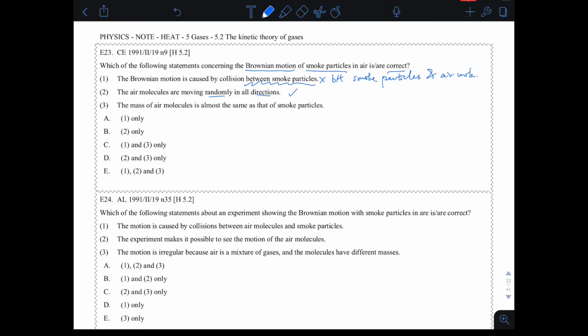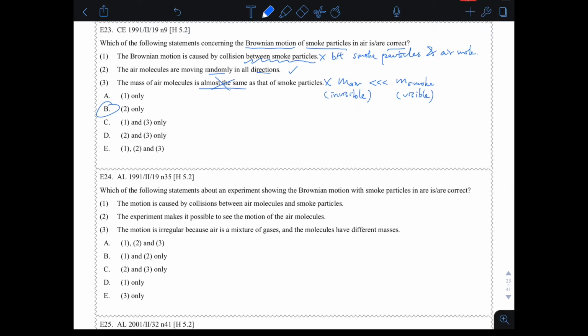The mass of air molecules is almost the same as that of the smoke molecules. That is wrong. The mass of air molecules should be a lot smaller than the mass of the smoke molecules. Or otherwise, the smoke molecules must be moving very quickly because they are being collided by similar mass, fast-moving air molecules, which is impossible. And at the same time, the air molecules are invisible because they are very small, very light, while the smoke is visible. That is why the mass of air molecules must be smaller than the smoke molecules. This is also wrong. The answer should be B.